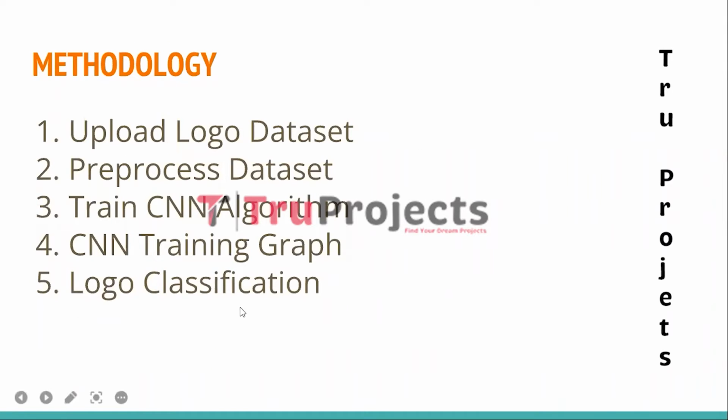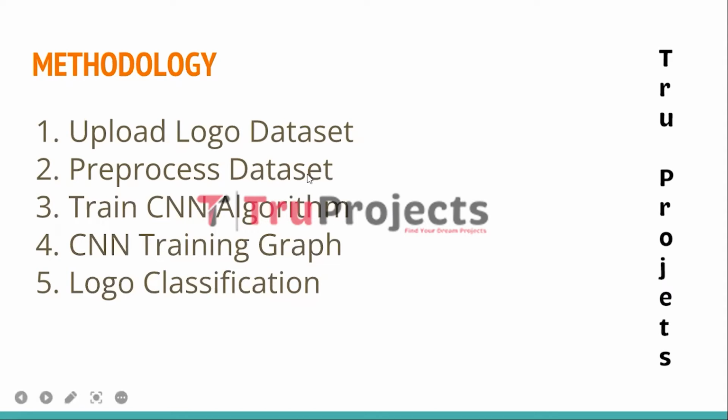These are the modules that are developed to build this project. The first module is Upload Logo Dataset. In this module, the logo dataset is uploaded to the application. The dataset contains images of logos that will be used for training and testing the logo classification model.